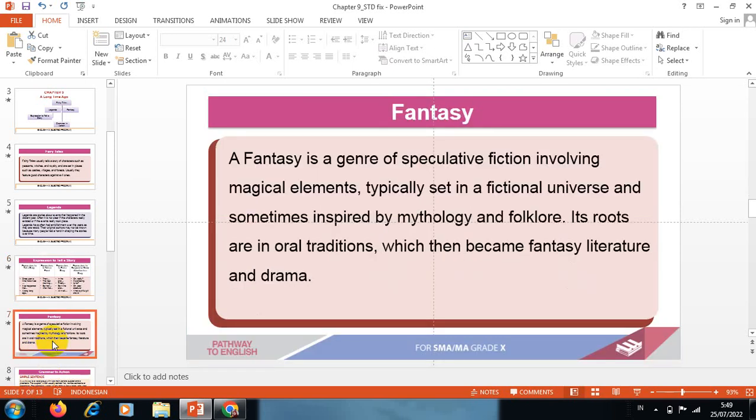What about fantasy? What do you know about fantasy? A fantasy is a genre of speculative fiction involving magical elements, typically set in a fictional universe and sometimes inspired by mythology and folklore. Its roots are in oral traditions, which then became fantasy literature and drama.